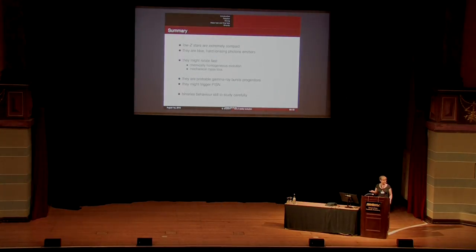Okay, I will finish there with my summary. When you lower the metallicity, you get extremely compact stars. They are very blue. They are hard ionizing photon emitters. They might also rotate fast. You expect them to rotate very fast. They might reach chemically homogeneous evolution. And they can shed mass through mechanical mass loss, even if their winds are weak. And so they might lose some mass.